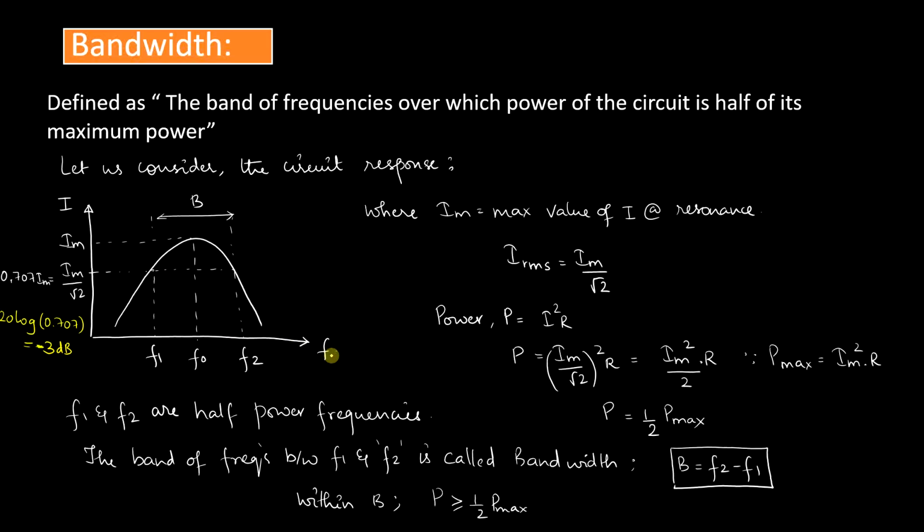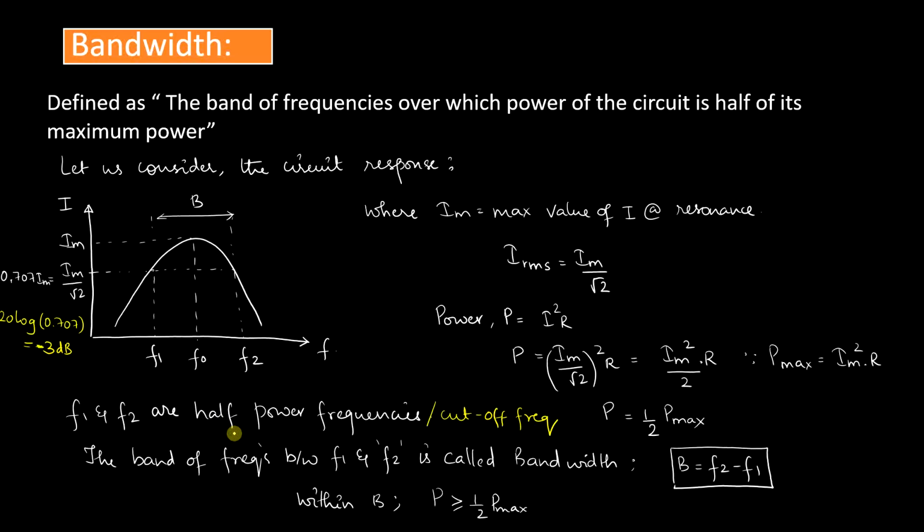Sometimes these frequencies F1 and F2, which I have said are specified as half power frequencies, can also be called the cutoff frequencies, because your band is between F1 and F2. So they are also called cutoff frequencies, and this will be your lower cutoff frequency, and this will be your higher cutoff frequency. Remember, lower cutoff, upper cutoff, or higher cutoff.